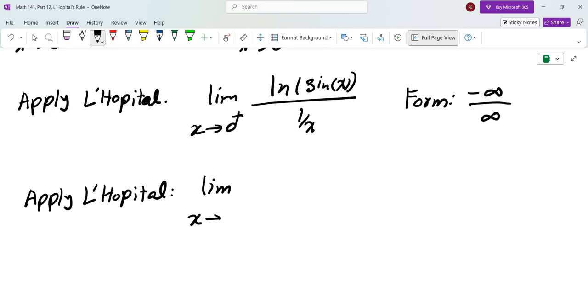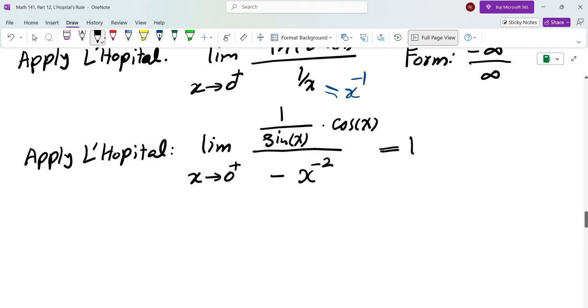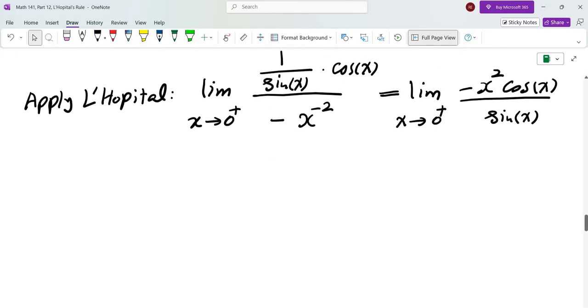So this is the limit as x approaches 0 from the right. Now the denominator is x to the power of -1. So this becomes negative x to the power of -2 when we differentiate. Numerator is 1 over sine of x times the derivative of inside, which is cosine of x. Now we can simplify this limit as x goes to 0 from the right. Well, we can put the x to the power of -2 on top, so we get x squared cosine of x, and we can put sine of x at the bottom. And there's a negative sign, I'll put it right there.